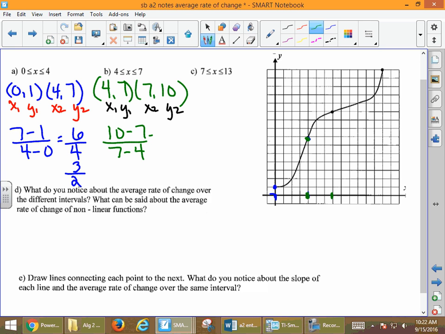Well, 10 minus 7 is 3. 7 minus 4 is 3. And what does 3 divided by 3 equal? 1.